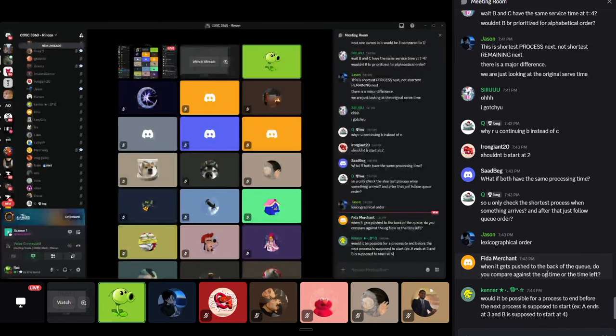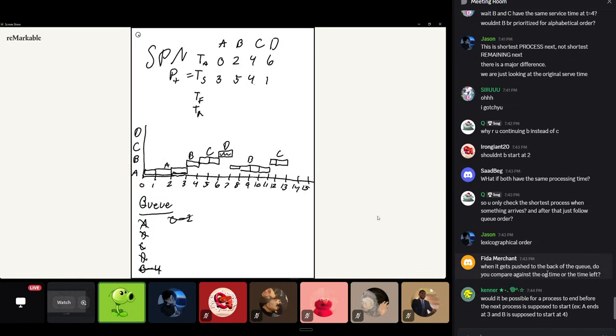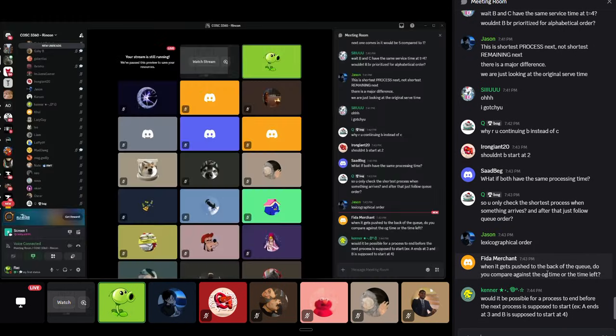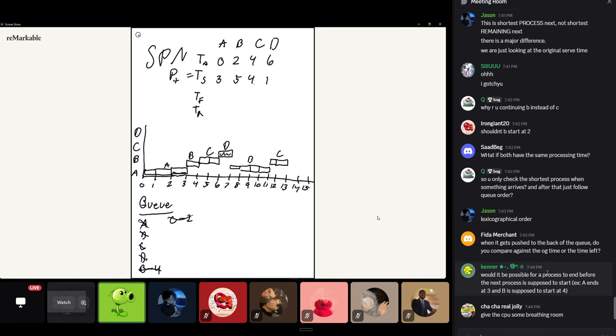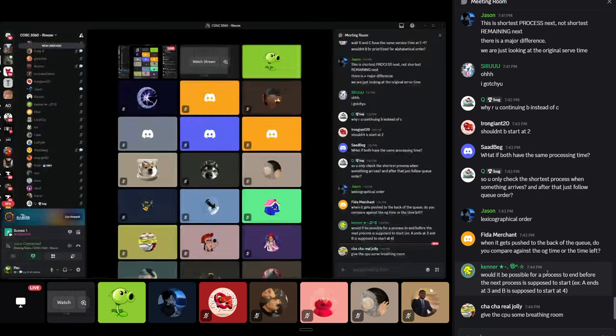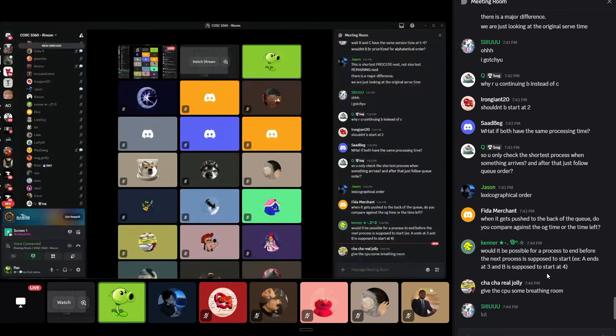Would it be possible for a process to end before the next process is supposed to start? Example, A ends at 3 and B starts later. Yeah, that's ideal. That's what you would like to have. Then you don't have to worry about this queue stuff. But yeah, that's completely possible. And then once you have all the service time done, you can just cross it off your queue. Give the CPU some breathing room.